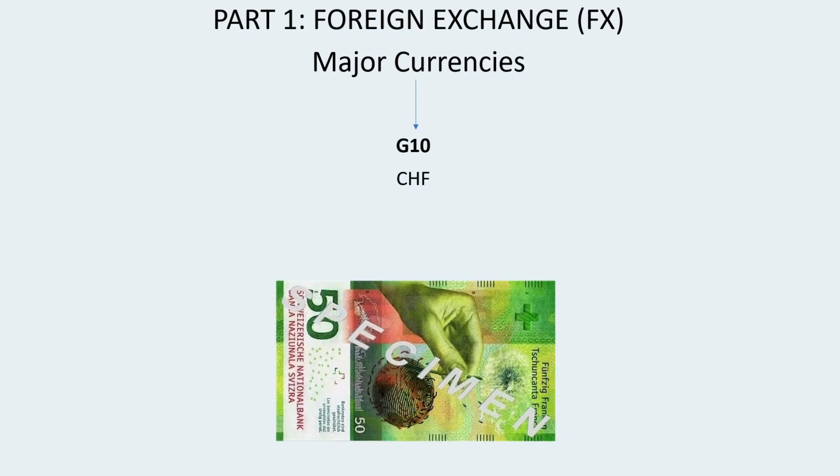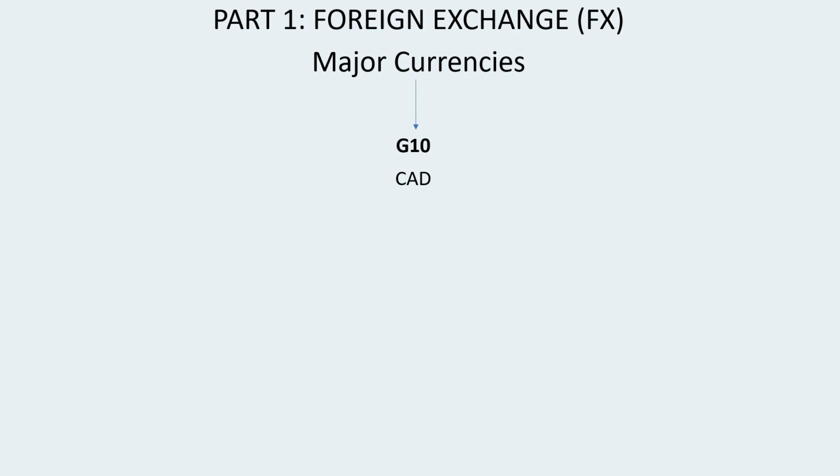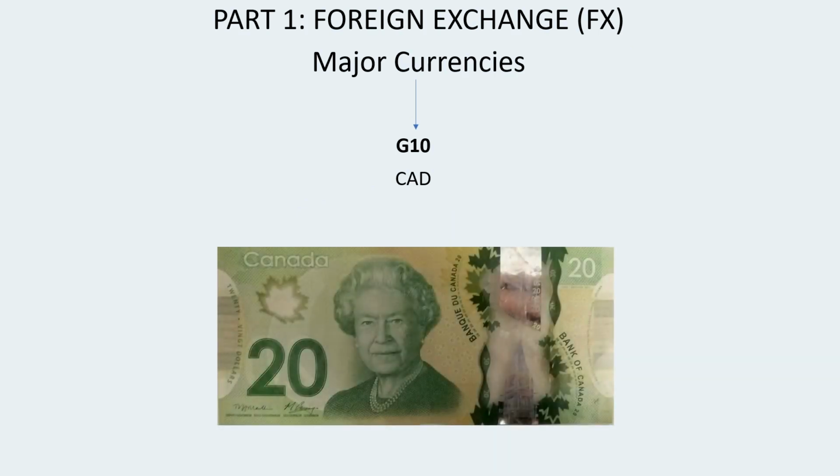The next currency on the G10 list is CAD, which is short for the Canadian dollar, otherwise known as the loonie or candy. And it looks like this. And that's the late Queen Elizabeth II. Yes, she appears on the 20 Canadian dollar note. Now, why does she appear on the Canadian dollar? Well, she was also the head of the Commonwealth, a loosely affiliated group that includes Canada, Australia, New Zealand, among others.